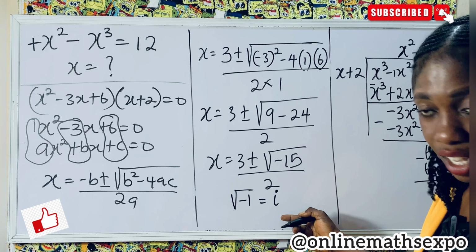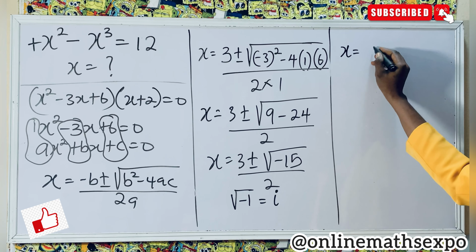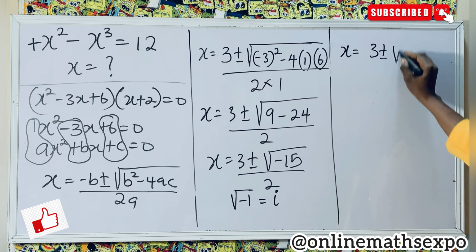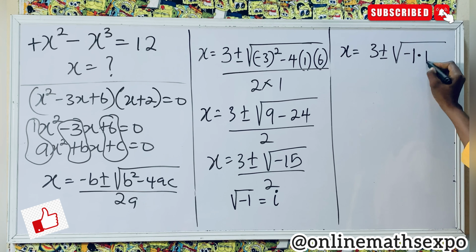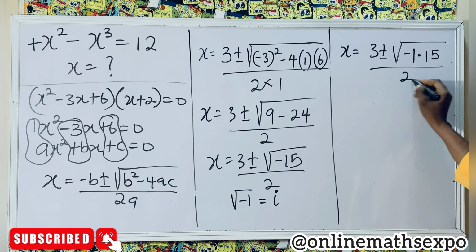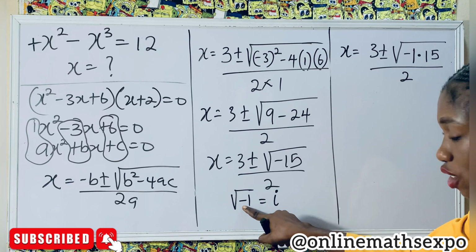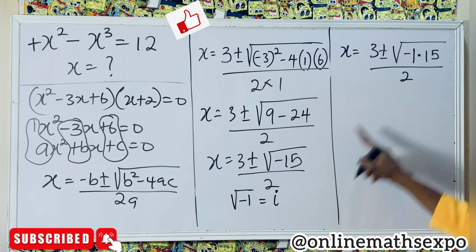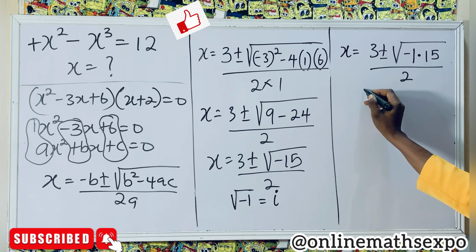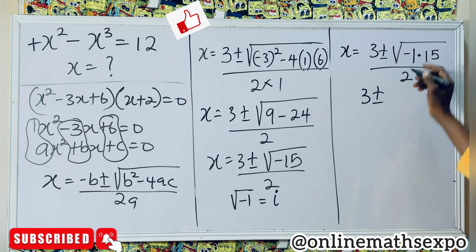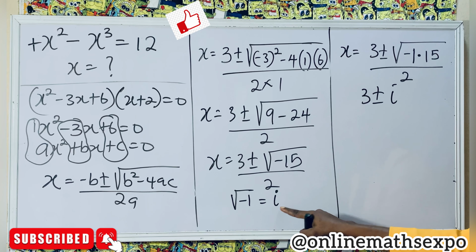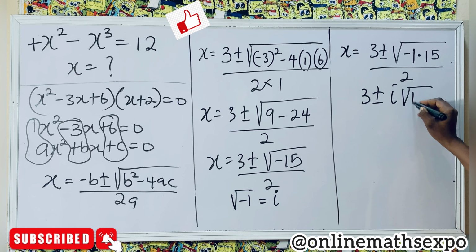So in that case, let me show you what to do here. What you are going to do now is, this will give us x as 3 plus or minus. Remember, this can also be written as -1 multiplied by 15. Now remember, the square root of -1 is i. So because of this, we are going to have 3 plus or minus. To bring this out from the root is going to give us i. Okay, so we have root 15 left.